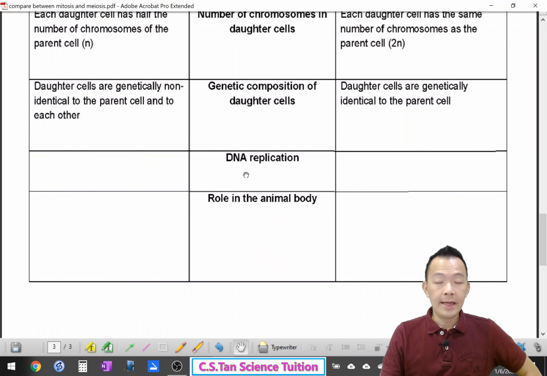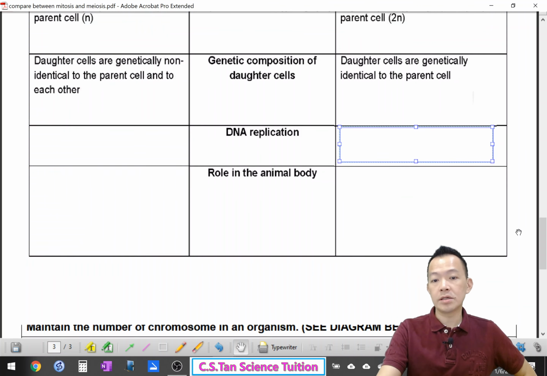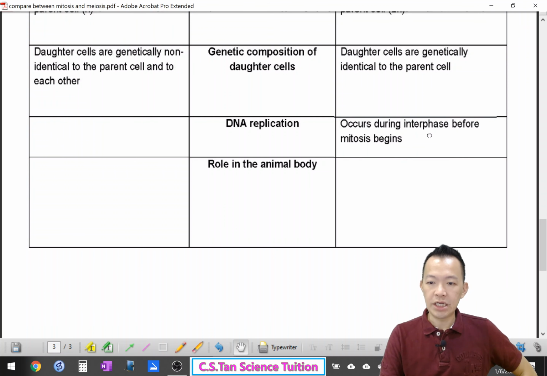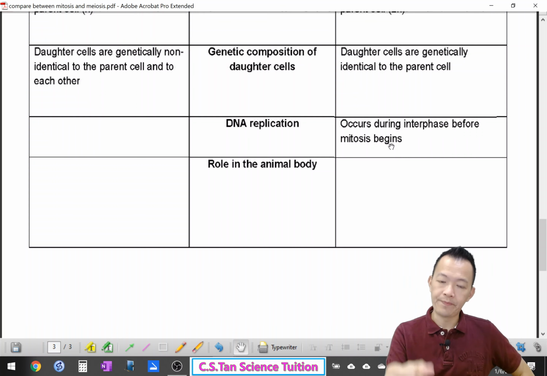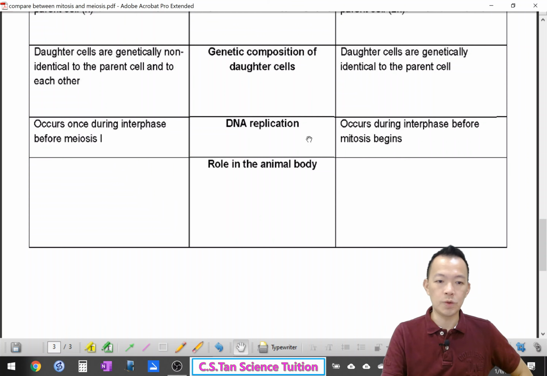Next, DNA duplication. Before mitosis, is there any DNA duplication? Yes, it occurs during interphase before mitosis begins, that means S and G2. How about meiosis? The same. Before meiosis 1, DNA duplication occurs once during S and G2 of interphase. This is not a difference, but not a good answer.